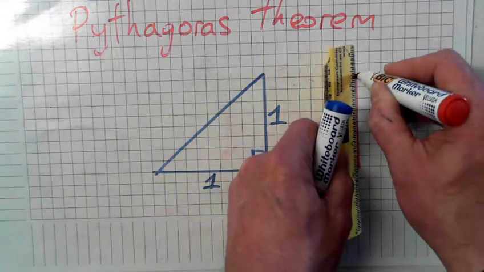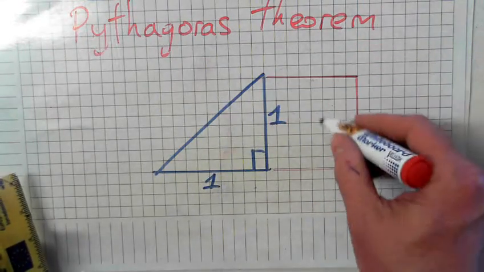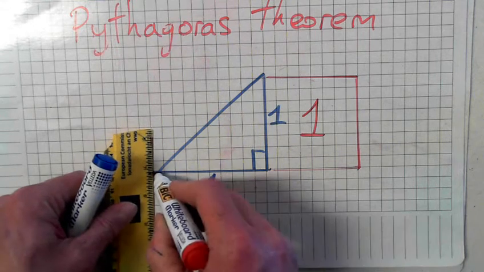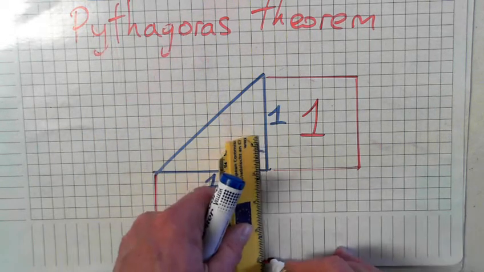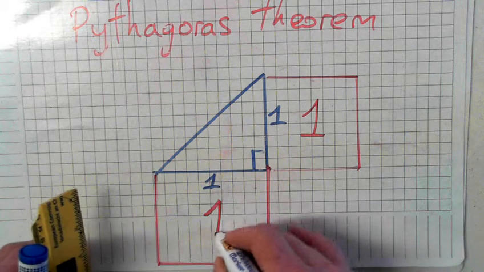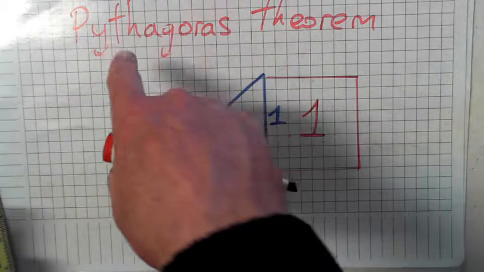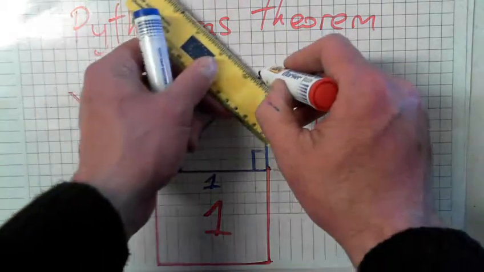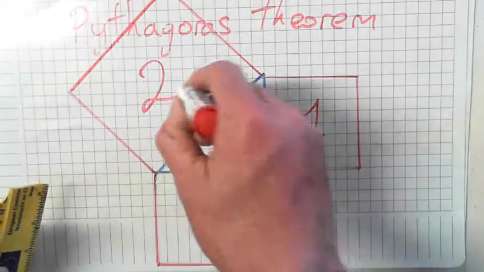So what's the area of this square? No, 1 by 1 is 1 centimetre squared. The area of this square, 1 by 1 also. Say it again there, Michael. Alright, if I add these two squares, I'll get the area of this square. What's 1 and 1? The area of this square here is 2.